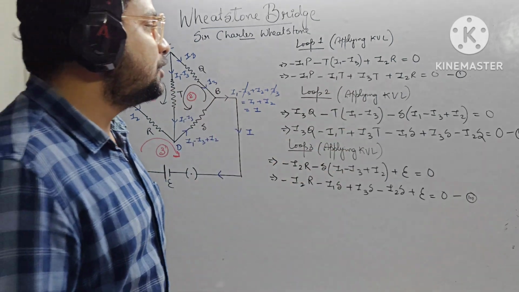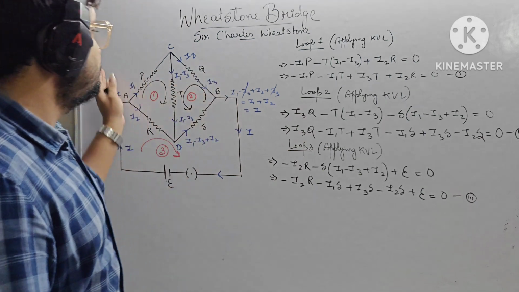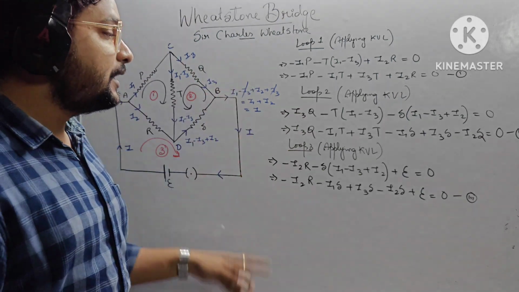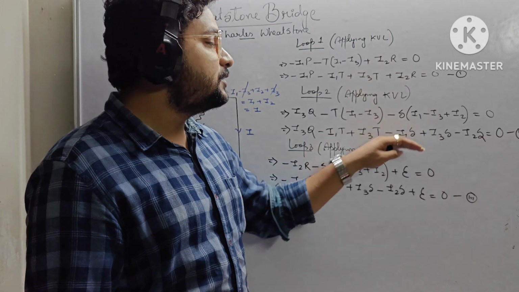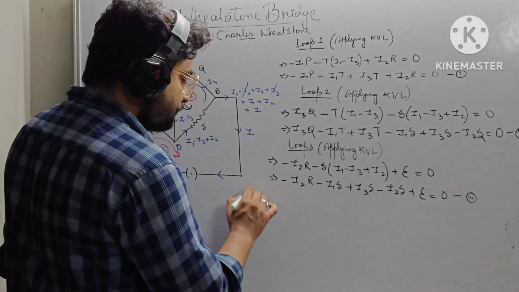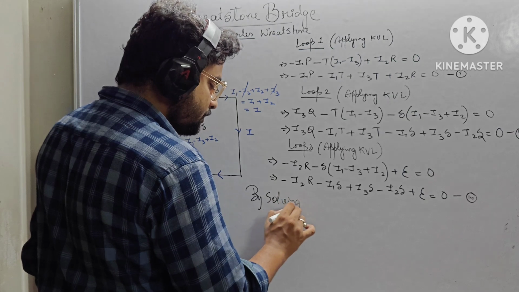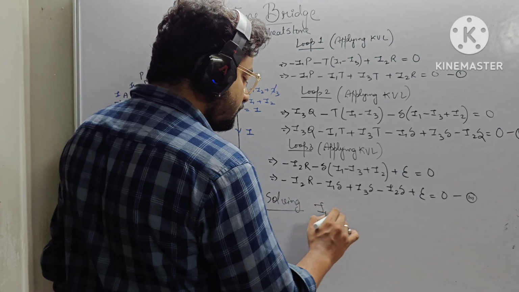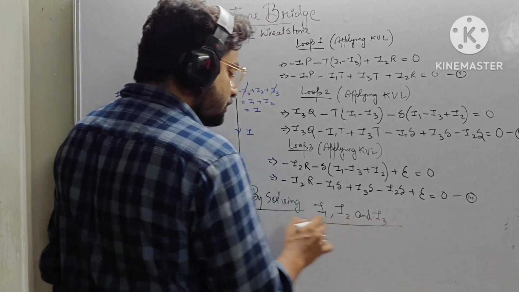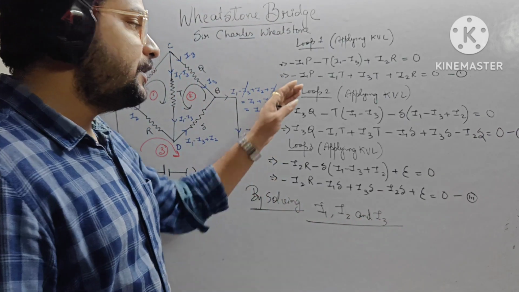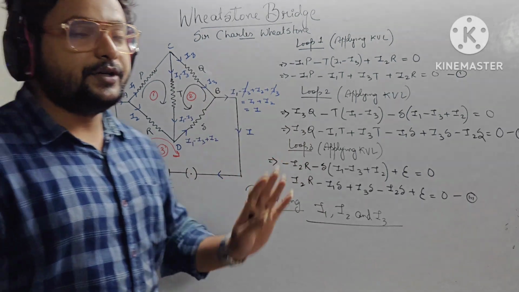Now if you know the values of all the resistances and if you know the value of the EMF, then by solving these 3 equations, we will get the values of I1, I2 and I3. So this was all about the Wheatstone bridge.